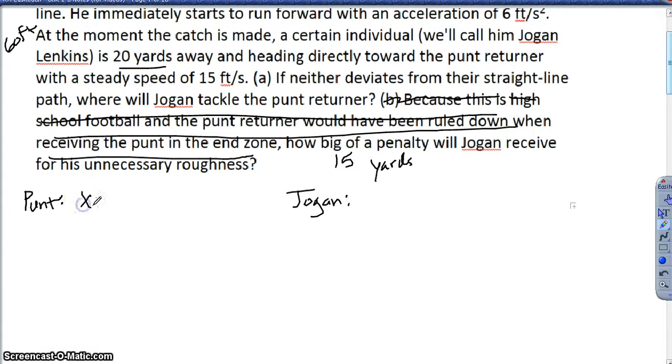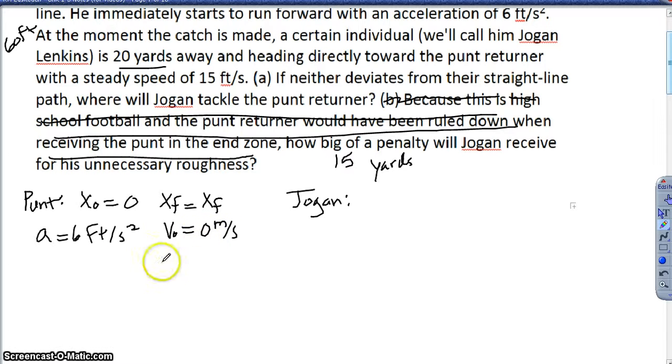Well, I'm going to call his initial position, because he started at the goal line, I'm going to call that 0. I don't know his final position, but I'm just going to refer to that as x final. I do know his acceleration is 6 feet per second squared. And I'm going to assume that his original velocity, because the context of the question makes it sound like he definitely started to run, is 0. So I've got all this information to work with.